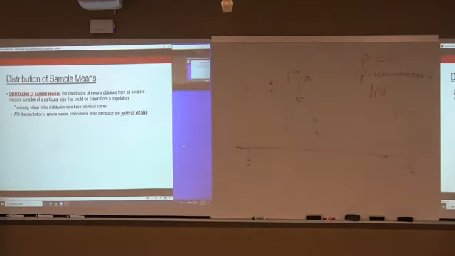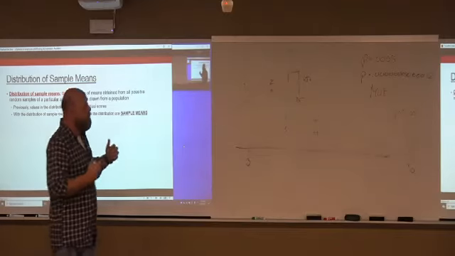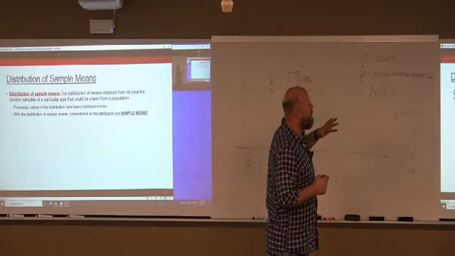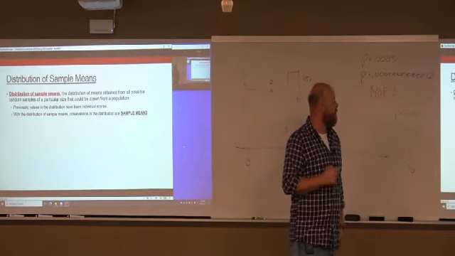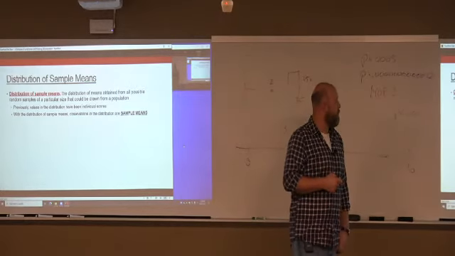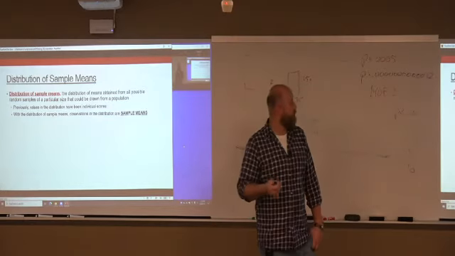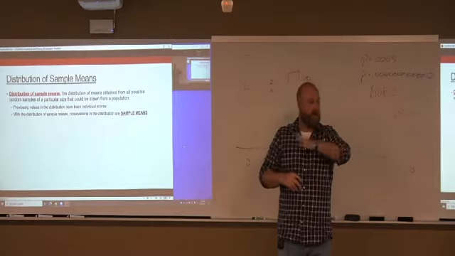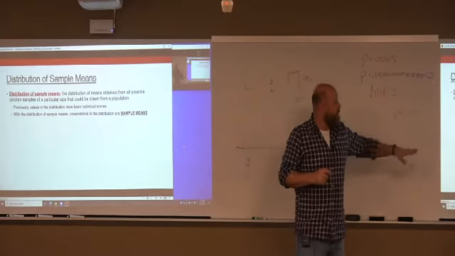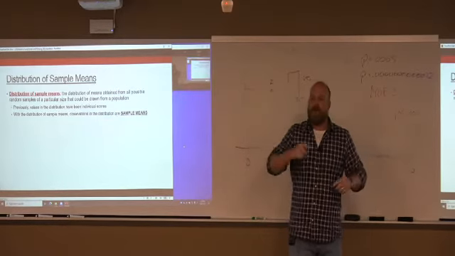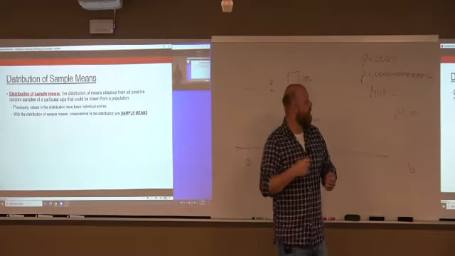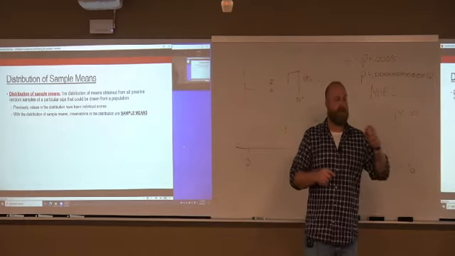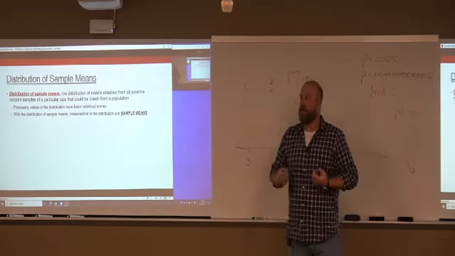All right. So if we're talking about the distribution of sample means, the definition here is the distribution of means obtained from all possible random samples of a particular size that could be drawn from the population. Before, we were working with individual scores, like our normal curve, and those are all individual scores. When we're talking about the distribution of sample means, each one of those values in the distribution is a specific mean that was drawn from a sample of individuals.